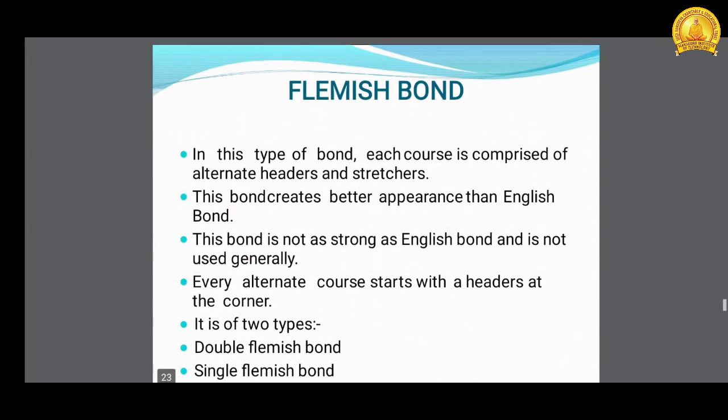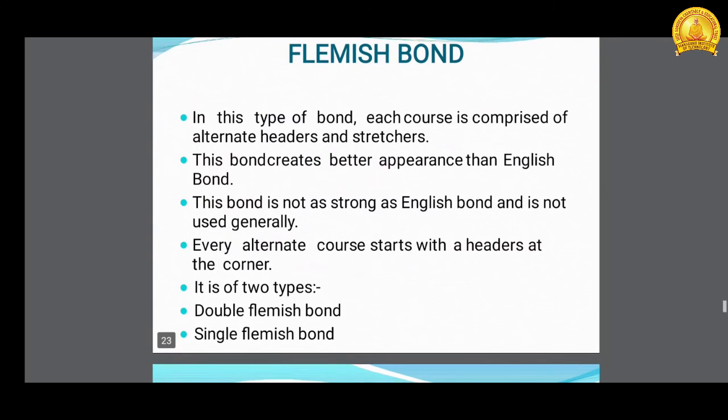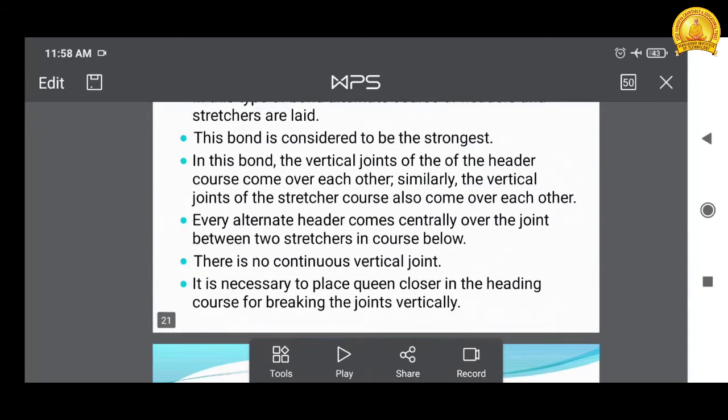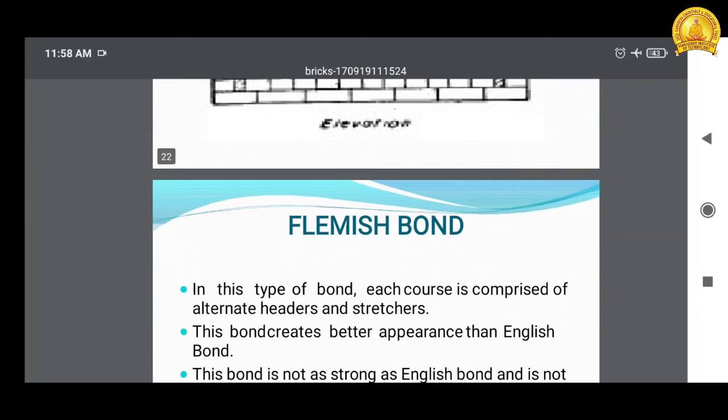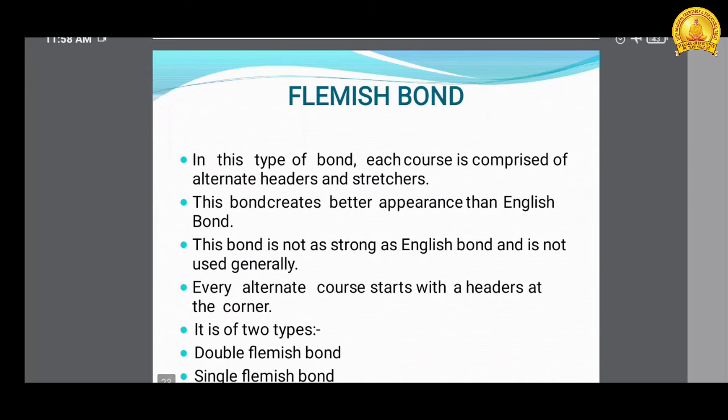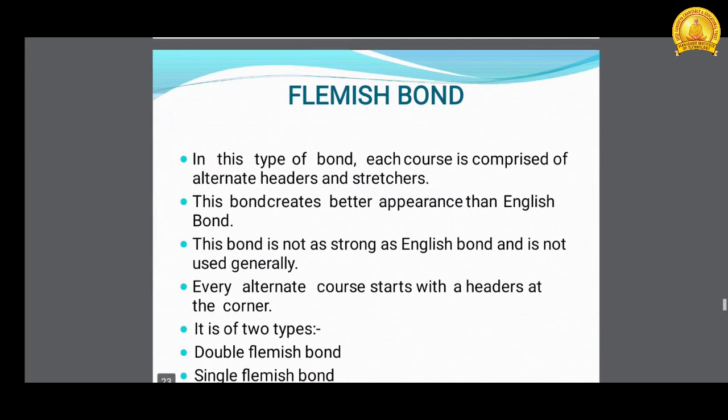And next one is Flemish bond. In this type of bond, each course is comprised of alternate headers and stretchers. But in the case of English bond, alternate courses of headers and stretchers are placed. Coming to Flemish bond, in each course headers and stretchers are placed alternately. This bond creates better appearance than English bond, but it is not as strong as English bond.